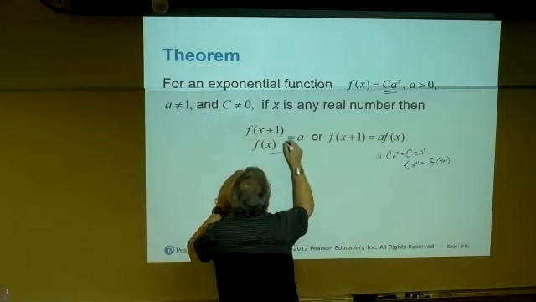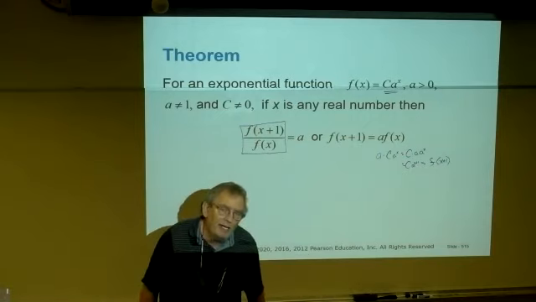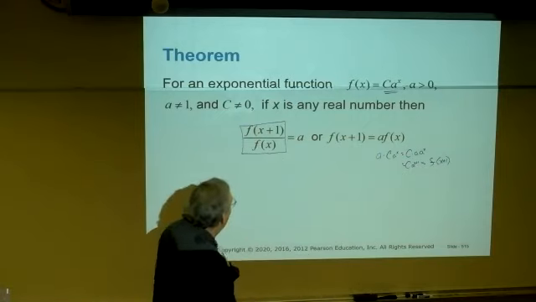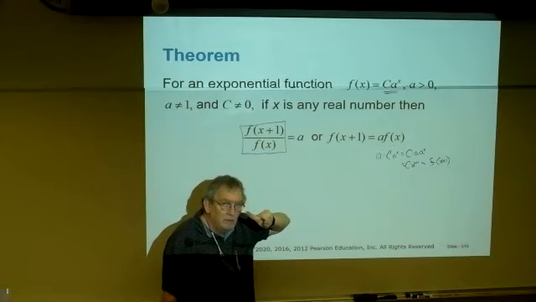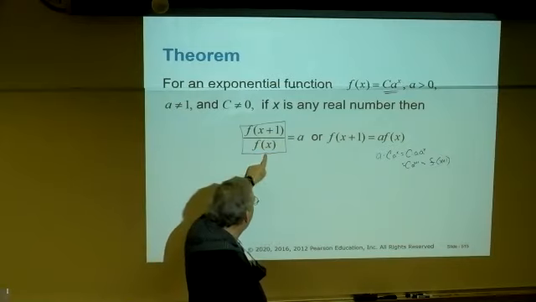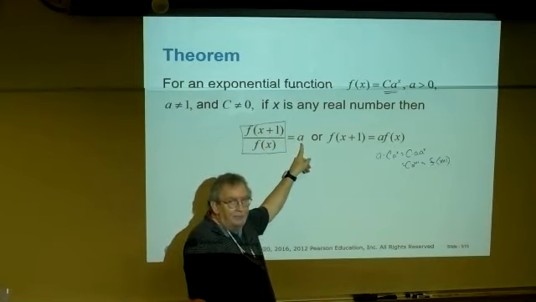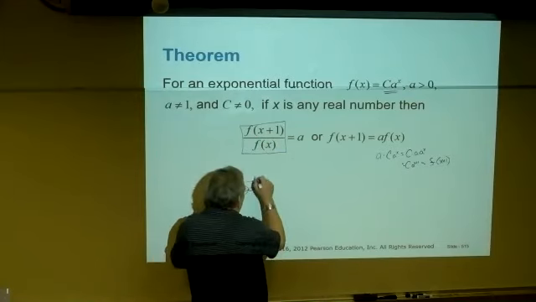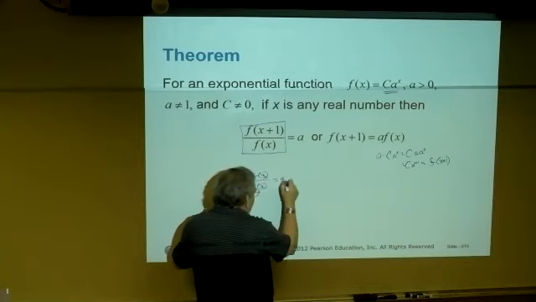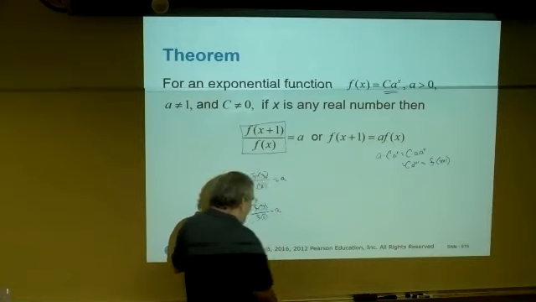So this ratio, you start looking at consecutive outputs. Consecutive outputs, the x values differ by 1. You put them in a ratio, they should equal the same number, a. So f of 3 divided by f of 2 should equal a. And f of 7 being divided by f of 6, that should equal a.